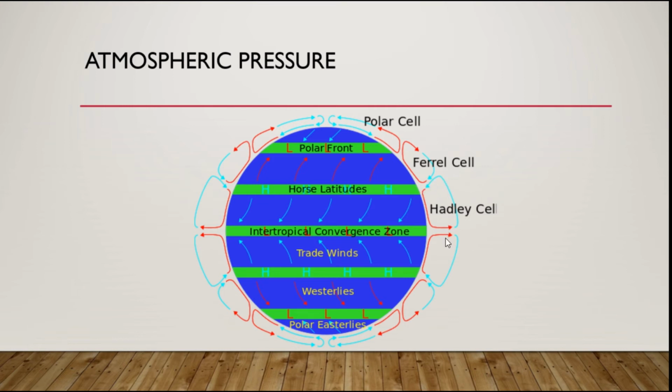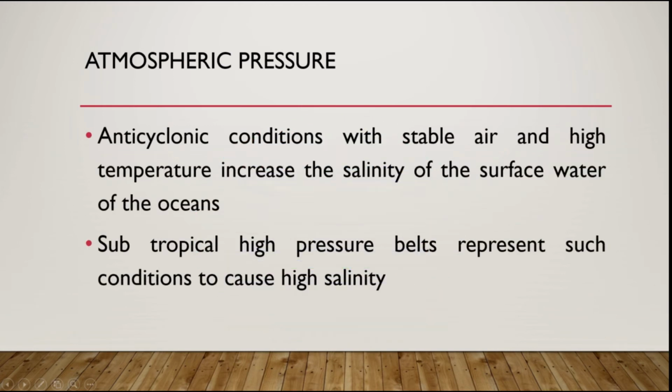The descending air becomes warmer and drier, resulting in generally sunny skies and dry weather, which in turn accelerates the evaporation rate. And it causes high salinity in the subtropical regions. The anticyclonic conditions, with stable air and high temperature, increase the salinity of the surface water of the oceans. Subtropical high pressure belts represent such conditions to cause high salinity.